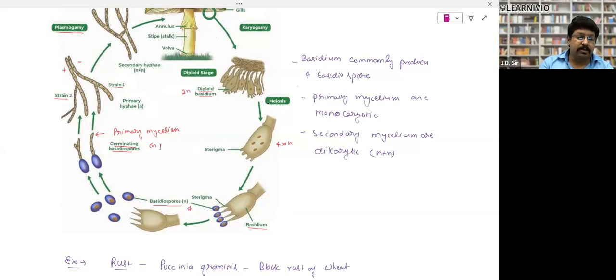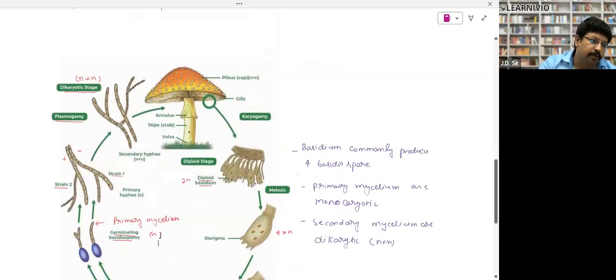Primary mycelium is haploid. Primary mycelia will fuse and form secondary mycelium. Here the protoplasm fuses, but the nuclei do not fuse. So they form secondary hyphae. These secondary hyphae again fuse, the nuclei fuse, and they form basidiospores. This is the life cycle of basidiomycete fungi, right?